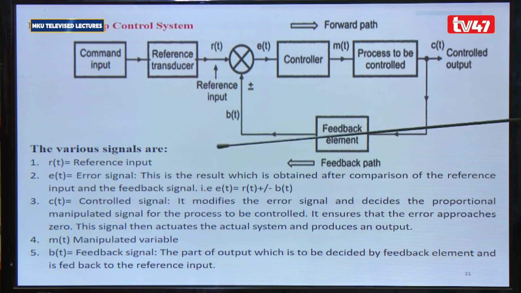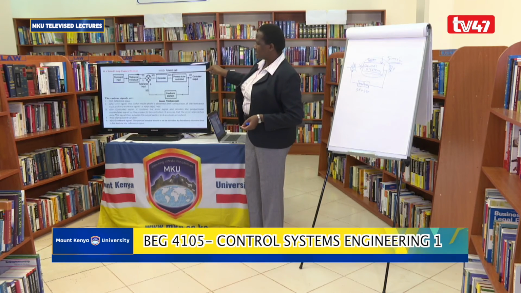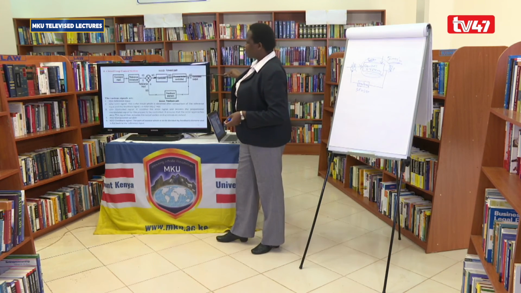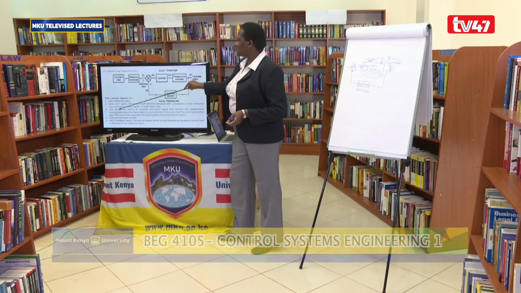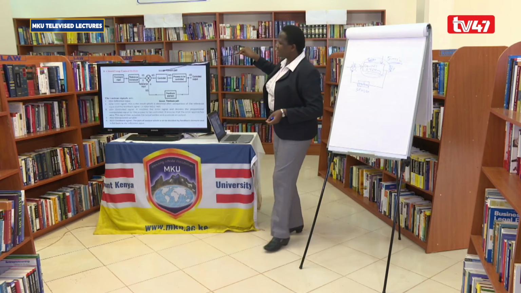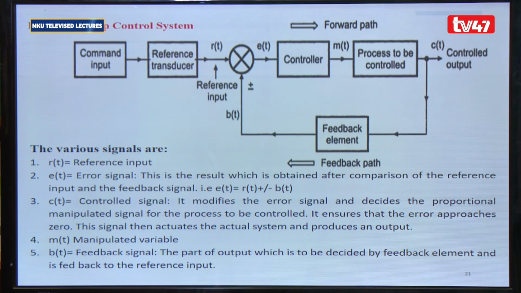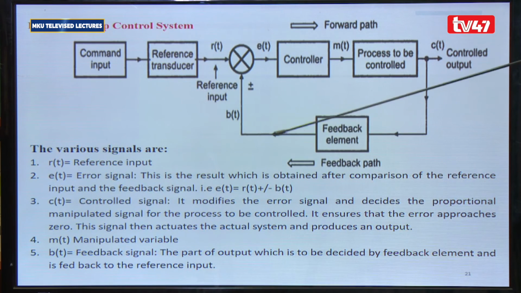So as we had said, this is the reference point, that is the RT. This is the reference point from the transducer. Then we have our error, which is now put into a controller. Then we have our control signal as the CT. This is our output controller. So in other cases, you can find the controller and the process being as one. Then you have the manipulated variable that is here at the MT from the controller. Then from the feedback signal, we have the BT. That is the signal that is used for the comparison.